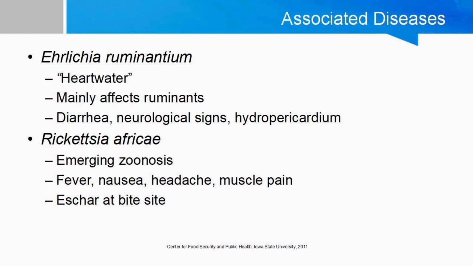Rickettsia africae is the agent of African tick bite fever, which is an emerging zoonosis in rural sub-Saharan Africa and the Caribbean. It causes fever, nausea, fatigue, headache, muscle pain, and neck stiffness.